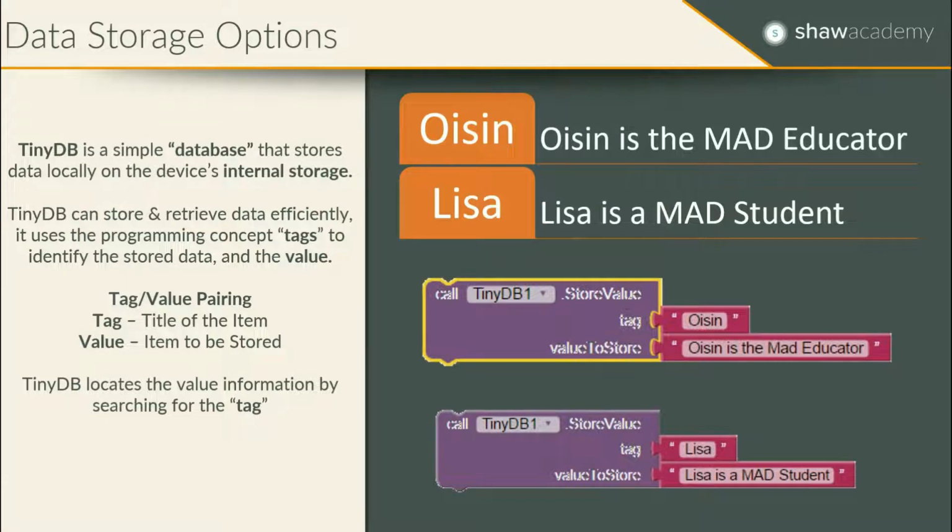We can call TinyDB1.storeValue, where tag Ushing, and Ushing is the mad educator, and our tag Lisa, the value to store Lisa is a mad student. I would like to specify very quickly that the tag is unique. It stores in key value pairs, tag value pairs, but you can also store lists of data if you wish. You could have a tag with list 1 and store a load of information in that list, and there are quite a few different options open to you in regards to that.